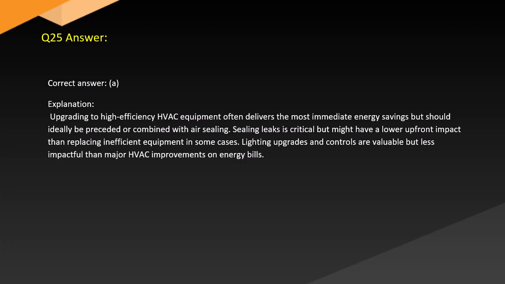Answer. Correct answer: A. Explanation. Upgrading to high-efficiency HVAC equipment often delivers the most immediate energy savings, but should ideally be preceded or combined with air sealing. Sealing leaks is critical but might have a lower upfront impact than replacing inefficient equipment in some cases. Lighting upgrades and controls are valuable but less impactful than major HVAC improvements on energy bills.